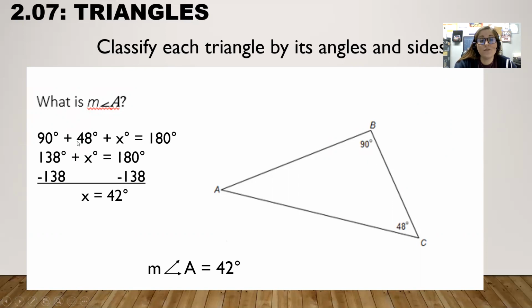We get 90 plus 48 plus x is equal to 180 degrees. 90 plus 48 will give us 138 degrees. And then we want to subtract it from both sides. 180 minus 138 will give us an answer of x is equal to 42 degrees. We can also look at this triangle and say that it's got a 90-degree angle, so we know that it's a right triangle. That's if we were classifying by those angle measurements.